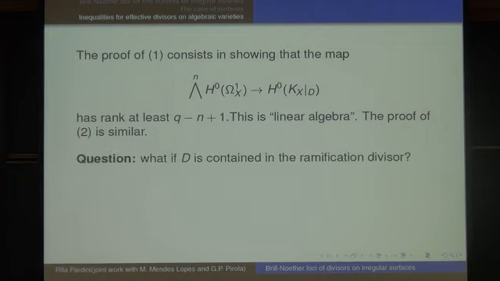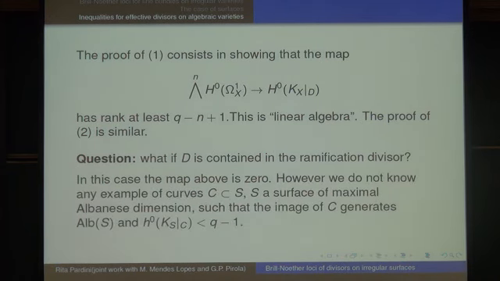And so, first of all, one would like to know what happens if D is contained in the ramification divisor of the Albanese map. Because you see, this map is 0 in this case. You could characterize the fact that a divisor is inside the ramification locus of the Albanese just by saying that this map is 0. And so this method just breaks down completely.